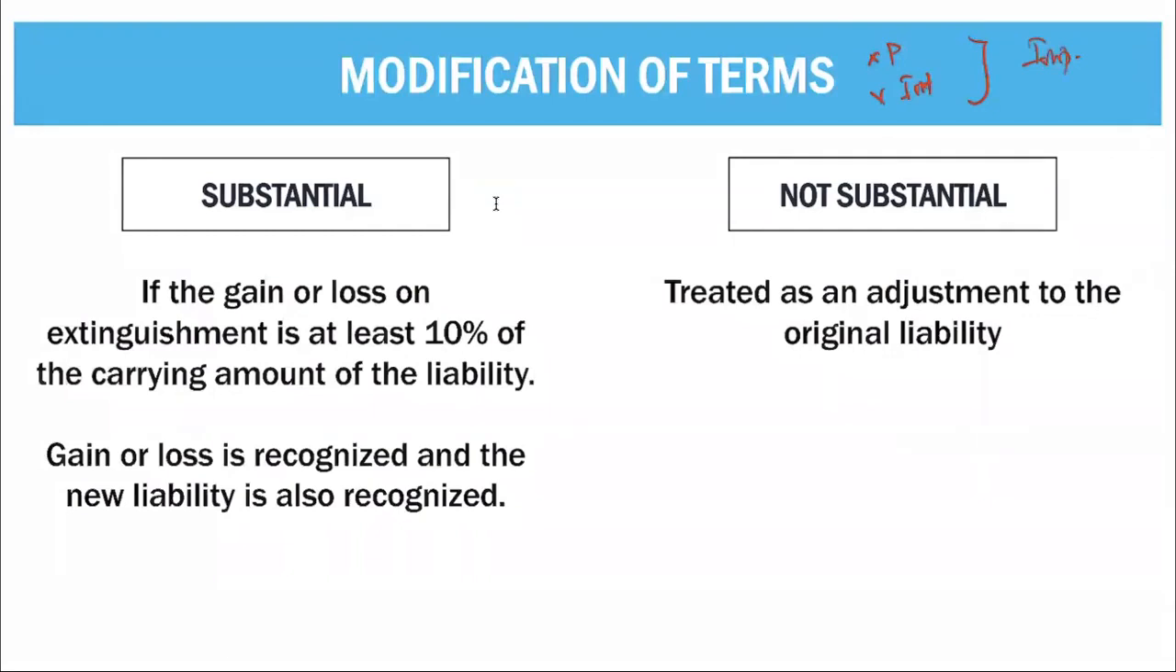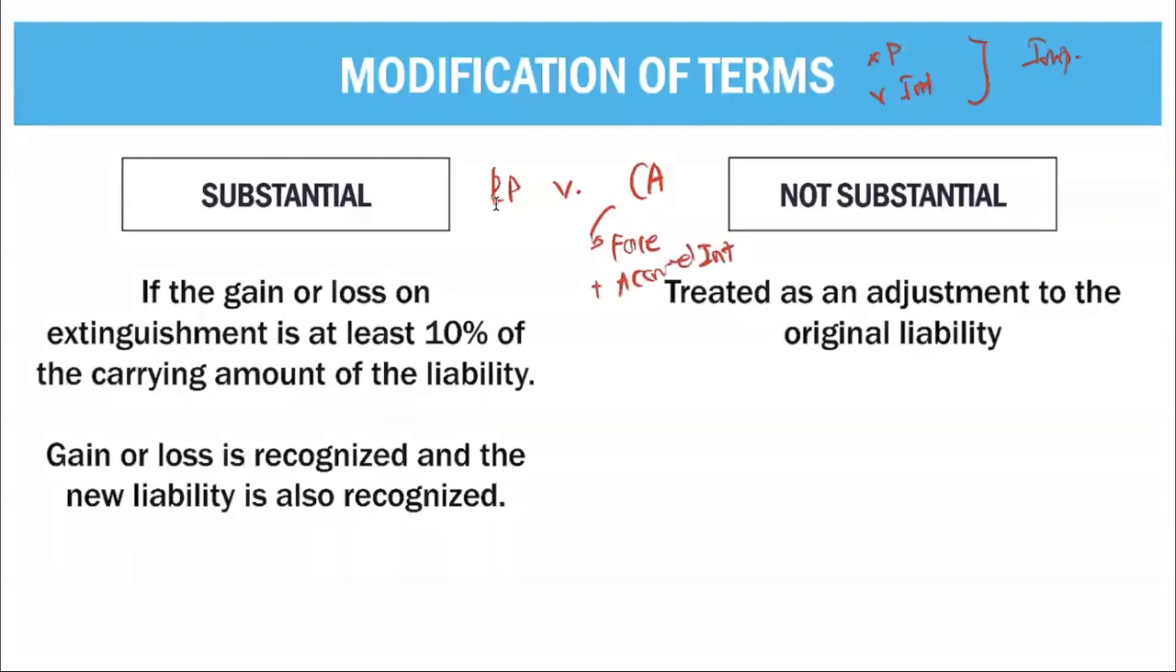So in your modification of terms under your liability, we need to look at whether it is substantial or not substantial. So first, we need to compute for your gain or loss on your extinguishment. How do we compare? Again, that is your retirement price versus the carrying amount. Now, for your carrying amount here, what items are to be included? We need to include here, of course, the fees, not any accrued interest. Okay? So for the carrying amount, you need to add the accrued interest.